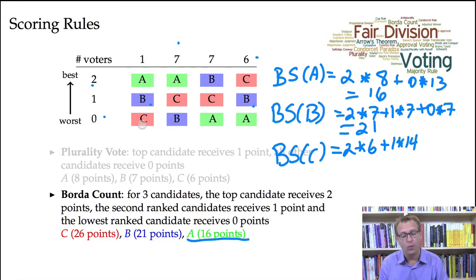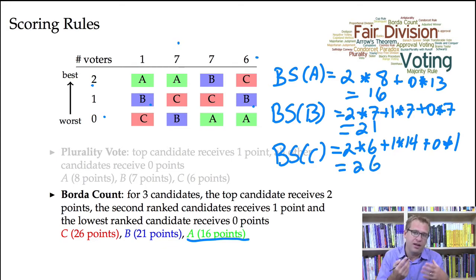And finally, only 1 person ranks C last. So that's 0 times 1. So altogether, that's 12 plus 14, which is 26. So Borda recognizes that, in fact, a lot of people actually quite like candidate C. They rank C second. And so C is declared the winner with 26 points.